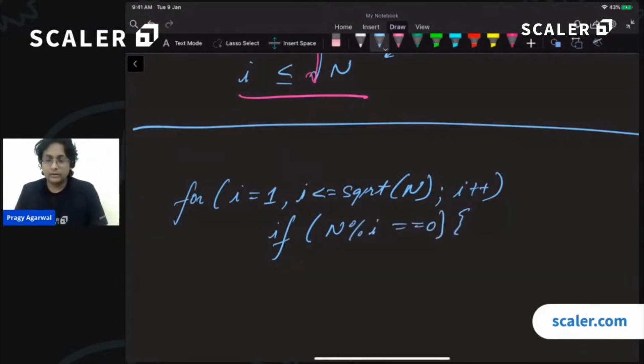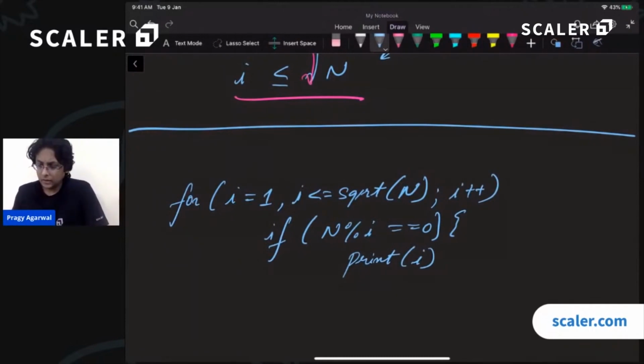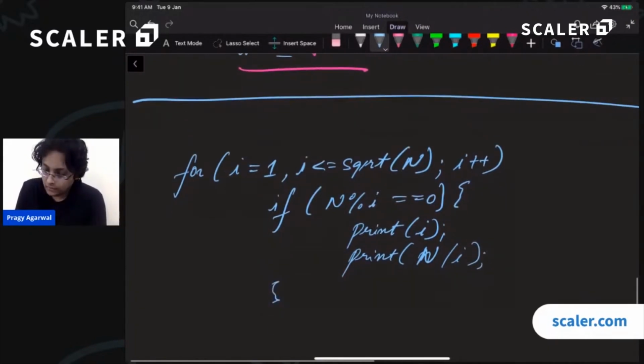So what should I print over here? If n is divisible by I, I should print I. But is that all? No, because I also have to print the other pair. Remember, we are only going to half the pairs now. So we also have to print the other pair. So I will also print n divided by I, and that will complete the list of factors. Is this part clear?